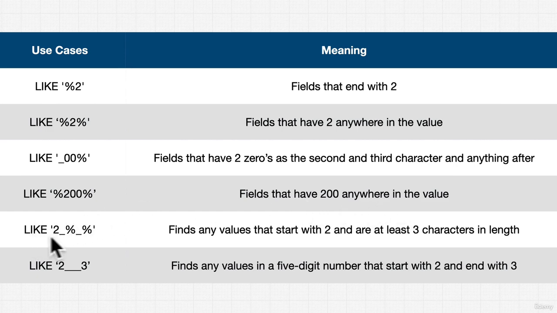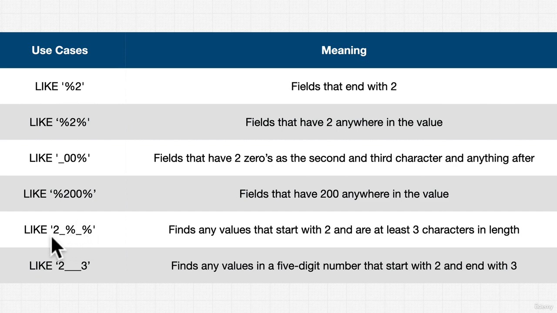Next up is like 2 underscore percentage sign underscore percentage sign. So that finds any value that starts with a 2 and is at least 3 characters in length. Interesting. How does that work? Well, we have a 2 here, and then we're saying, well, we want at least 1 character after, and then anything can come in between. But then we want another character at least after that. And then anything can come after that. So it means, well, it has to start with a 2, and it has to have at least 2 more characters for sure, and anything can kind of fall in between.